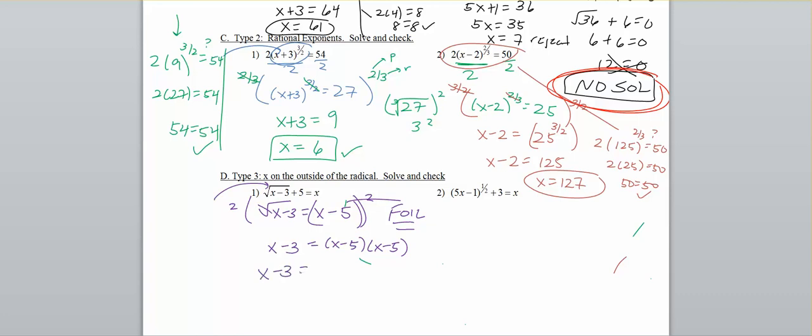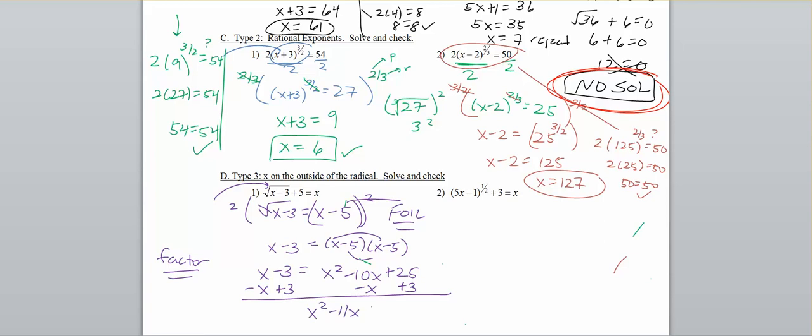So if I FOILed, I would get x squared minus 5x, so that's minus 10x, and then negative 5 times negative 5 is positive 25. When I get down to this step, we're going to be looking to factor, right? Because I have an x squared, an x, and a number. Let's get everything on one side. So I'm going to subtract the x, and I'm going to add the 3 at the same time. So I'm going to get x squared minus 11x plus 28 is equal to 0.